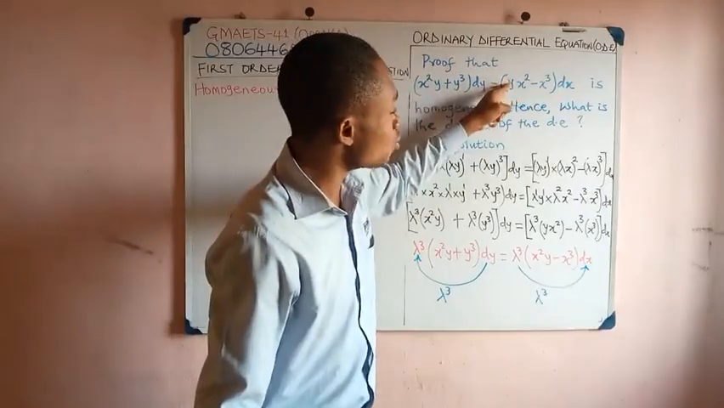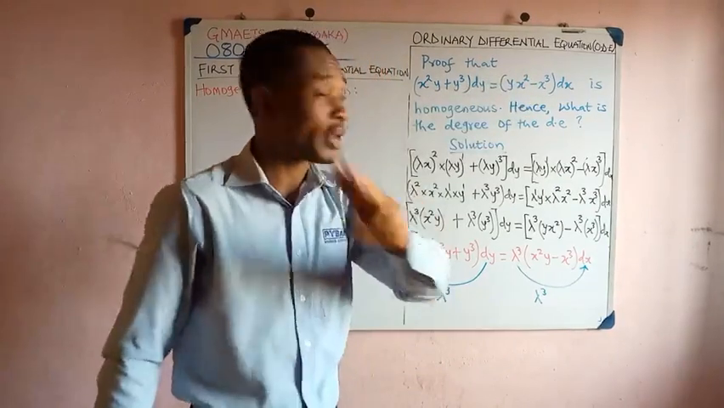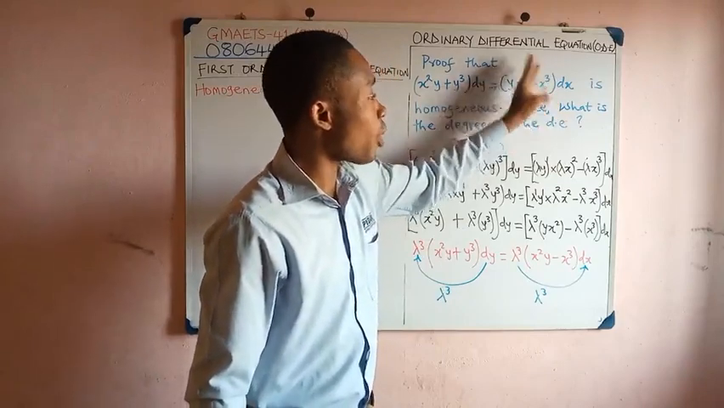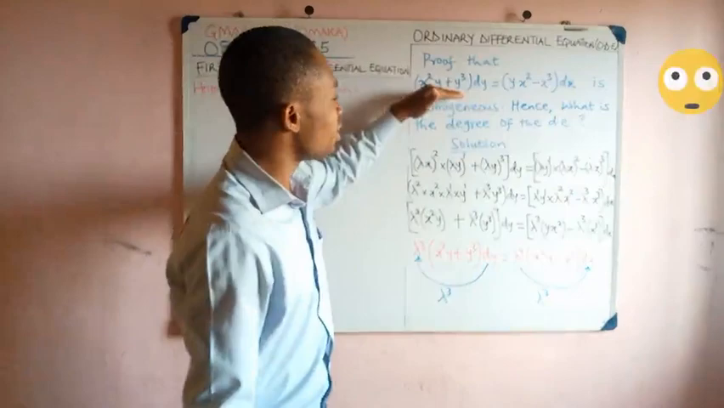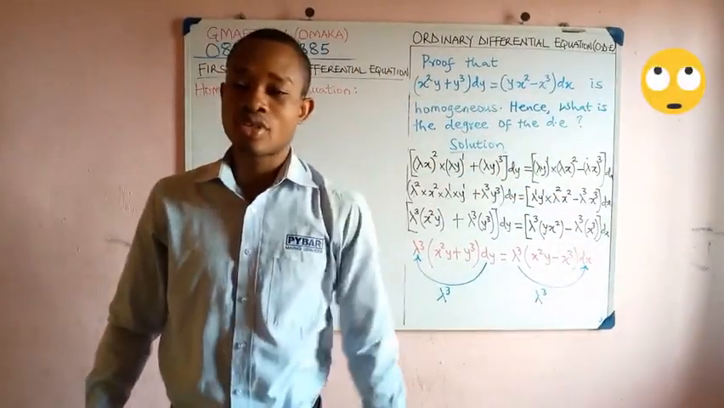Then come here, do the same. This is y raised to power 1, this x raised to power 2. Add the powers. You have 1 plus 2, which is 3. This term here is also power 3. So this part and this part, power 3 is common to them. So since you have degree of 3 here, degree of 3 here, it means that this is a homogeneous equation of degree 3.